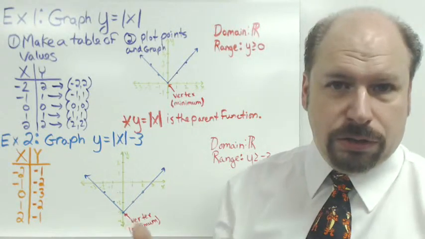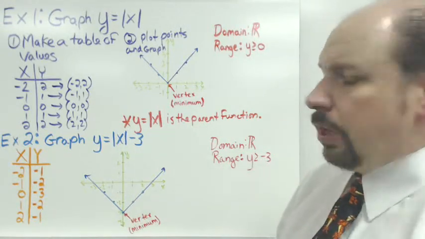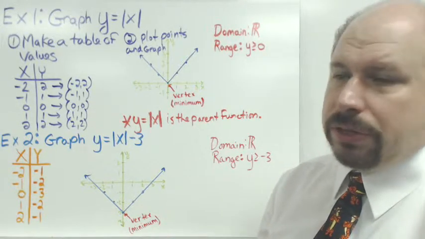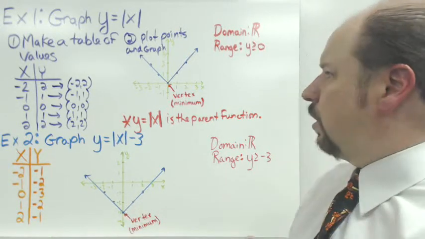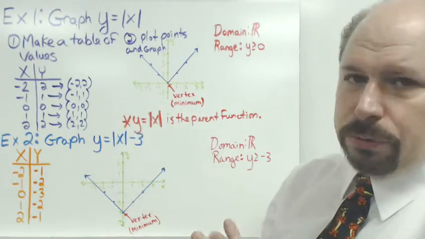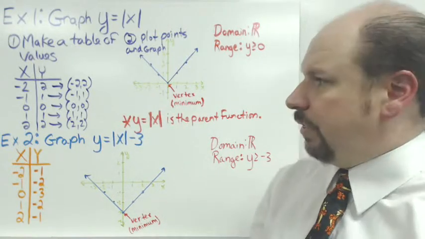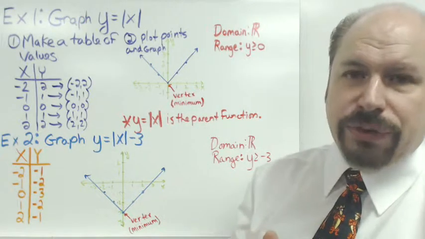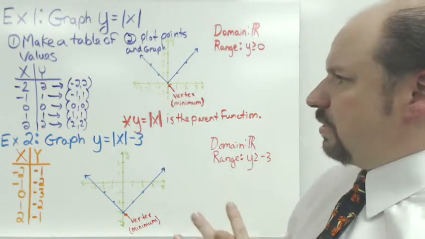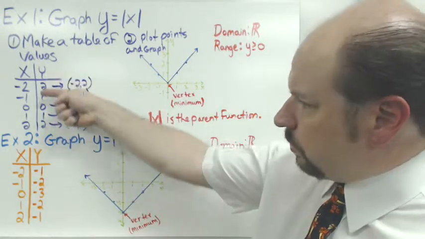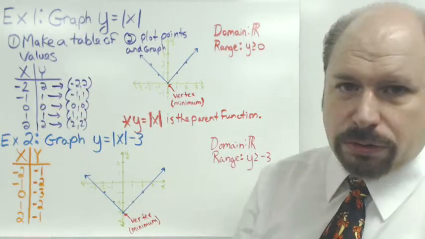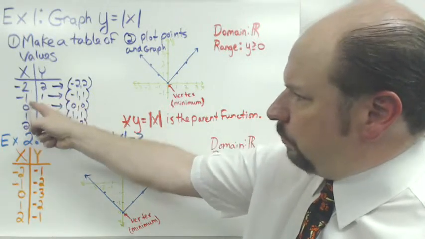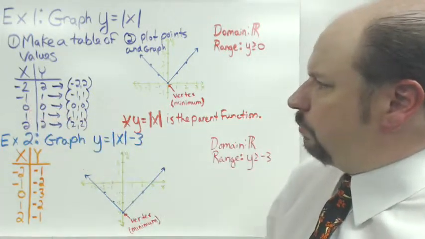When we're making our table of values, it's always good to choose points that are close to the vertex. We should try to keep one of our points as the vertex in our table of values. In this case, I'll show you in a minute how to find where the vertex is, but the vertex is at (0, 0). And so notice I have my table of values centered around (0, 0). I chose -2, -1, 0, 1, and 2.